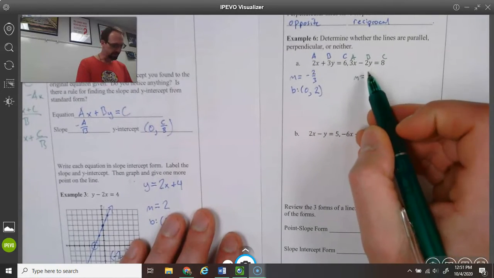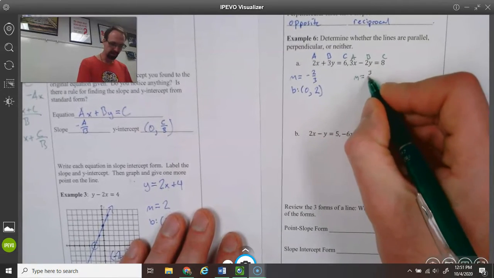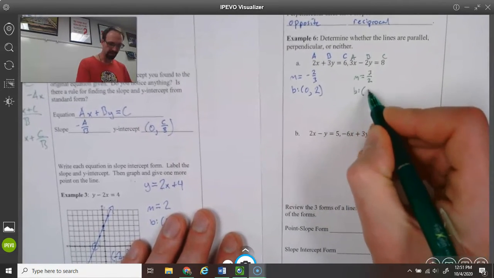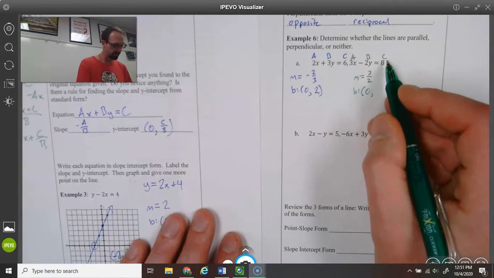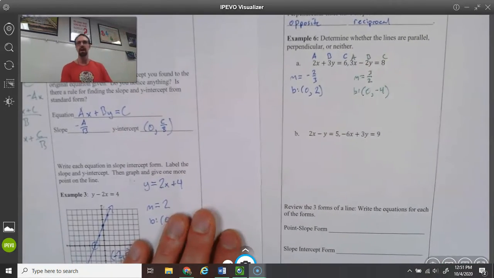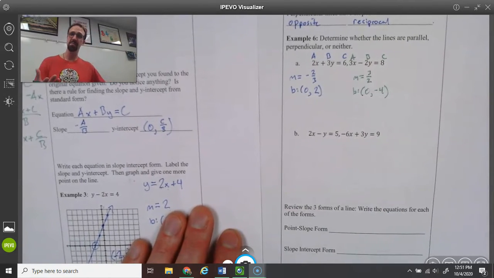So again, opposite a over b, so negative 3 over negative 2, positive 3/2. And then my y-intercept is going to be 0, comma, then 8 over negative 2, so negative 4. Now, the y-intercept doesn't really matter as much unless you're trying to confirm that it's the same line. If it's the same line, remember it would be same slope, same y-intercept.